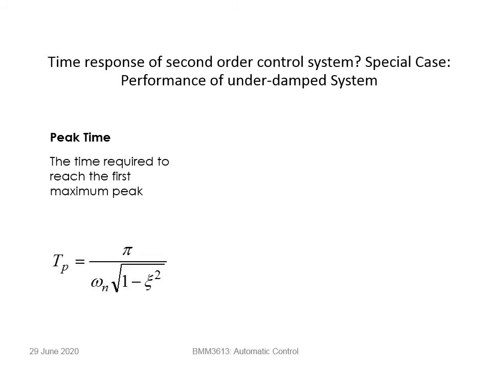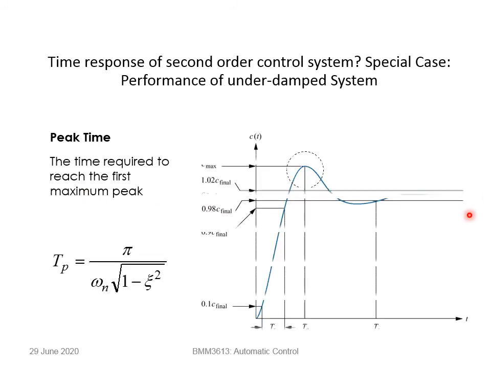So the next criteria of performance is peak time. What is peak time? Peak time is the time required for the system to reach the first maximum peak. The time response has an oscillation, and because of that oscillation, it will attain a certain maximum at the beginning. The time it takes for the system to reach this peak is what we call peak time, Tp.